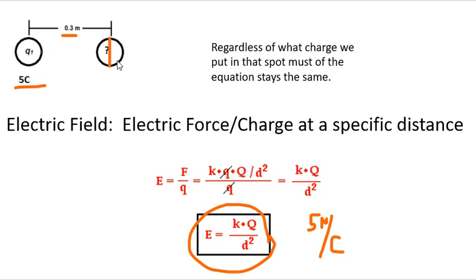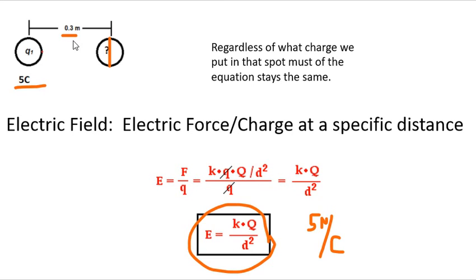Well, that means if I put a coulomb of charge there, it would experience a force of 5 newtons. If I put 2 coulombs of charge there, it would experience a force of 10 newtons. A half a coulomb of charge, 2.5 newtons, so on and so forth. Right? It tells me how much force per charge I would experience there.